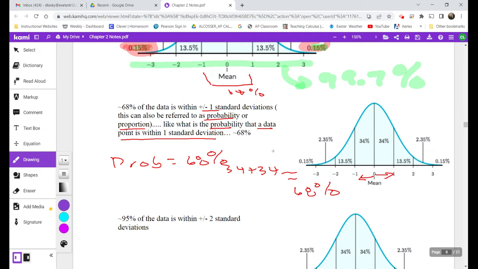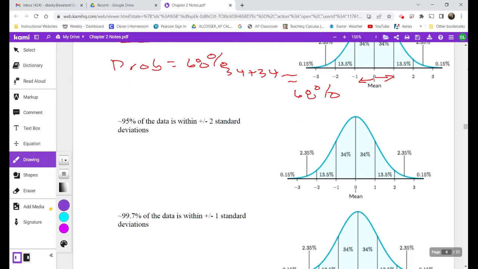Okay? So that's the idea behind this thing. You can look at data and you can come up with the probability that something is going to happen. What about 2 standard deviations?